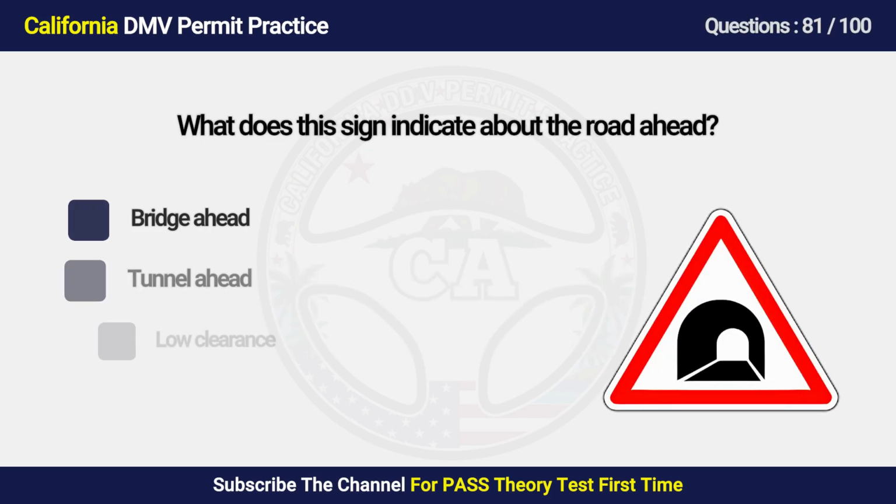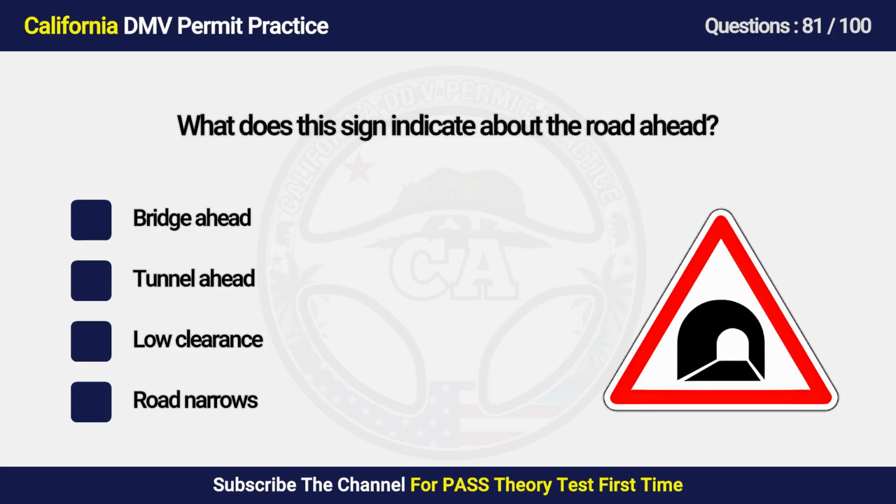Question 81. What does this sign indicate about the road ahead? A. Bridge ahead. B. Tunnel ahead. C. Low clearance. D. Road narrows.